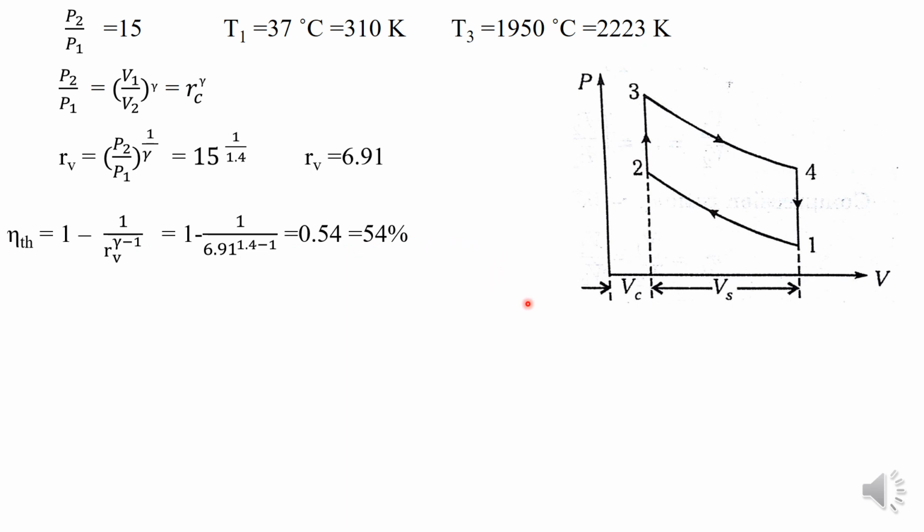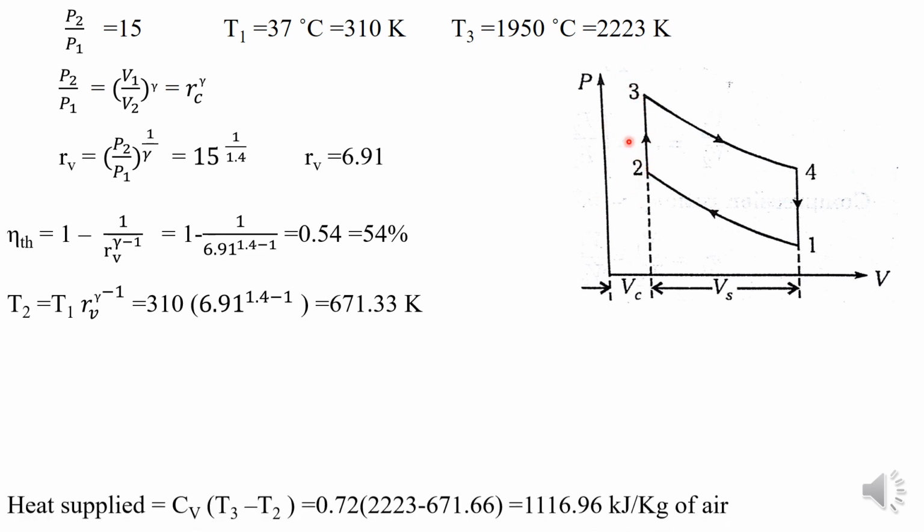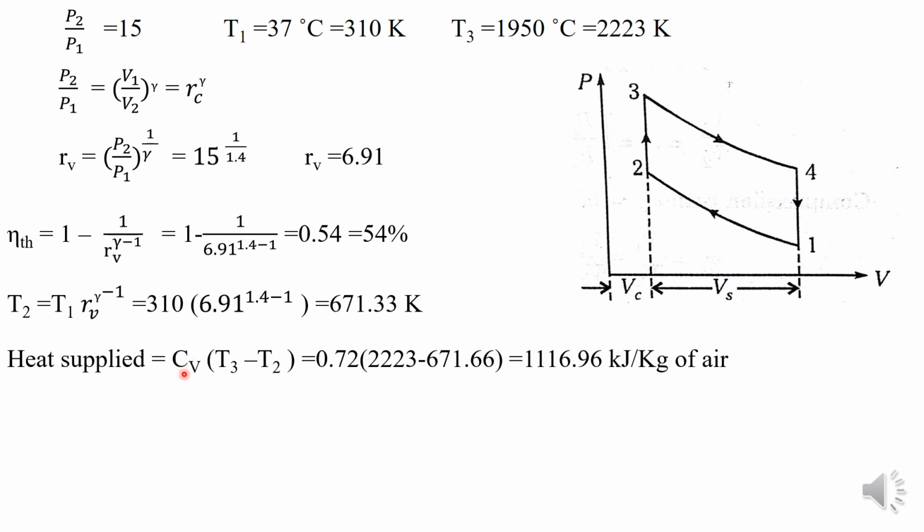Next we need to find out the temperature at 2. Use the relation once again: T2 equals T1 into RV to the power gamma minus 1. So use the relation and get the value of T2. Once you have the value of T2, the maximum temperature is given. So heat supplied is nothing but m Cv, because here heat supplied is for the process 2 to 3. So m into Cv, constant volume, into T3 minus T2. So heat supplied is m into Cv into (T3 minus T2).